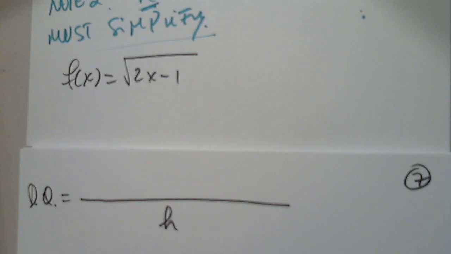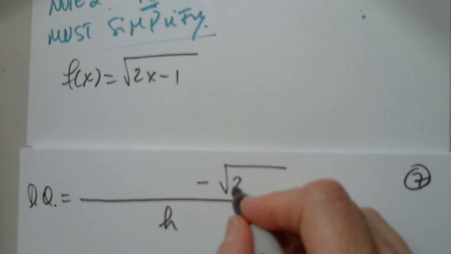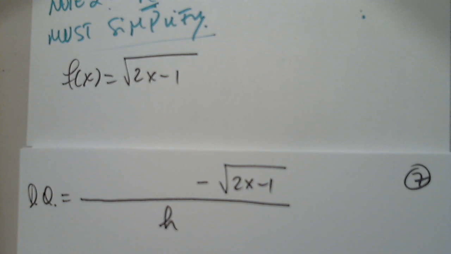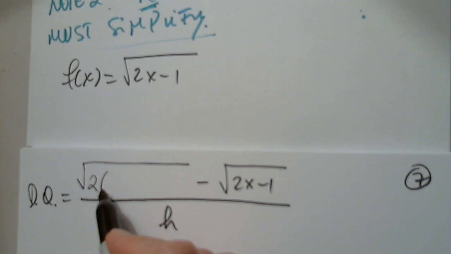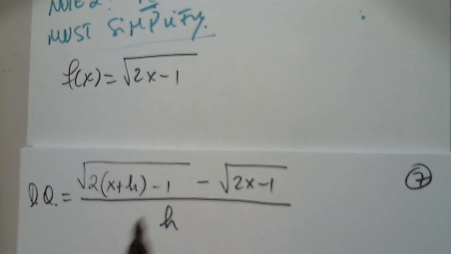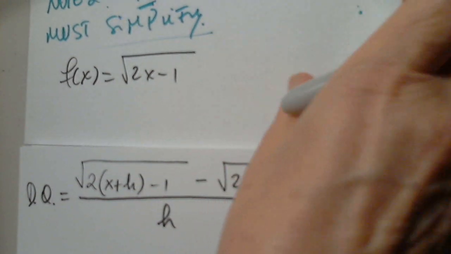Anyone? We have to replace x with x plus h. Good. First part. Perfect. How do I write it? The square root of 2 times the quantity x plus h minus 1. Excellent. That's all I needed. Thank you so much. Great job.